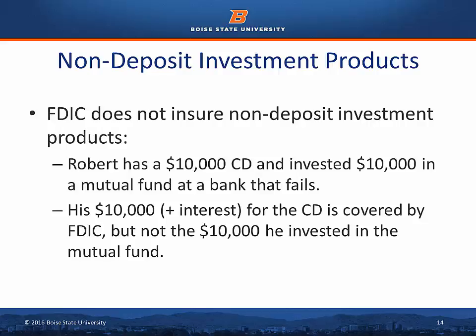So for instance, let's pretend Robert has a $10,000 CD from a bank. He also invested $10,000 in a mutual fund with a broker at the same bank. The mutual fund lost value, and although this rarely happens, the bank failed. The FDIC will cover Robert's $10,000 for the CD and any interest he's earned because it's less than $250,000. Neither the FDIC nor the Securities Investor Protection Corporation, the SIPC, will cover Robert's mutual fund or protect him from the rise and fall of market value.